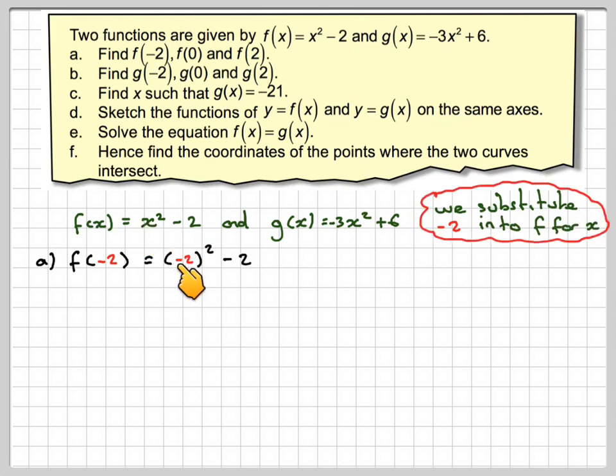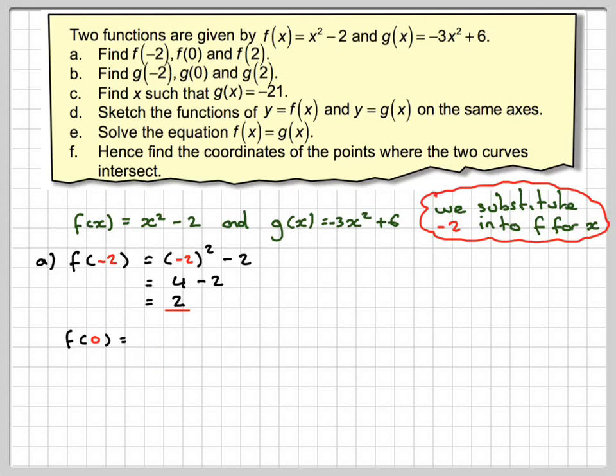So this becomes minus 2. Now, when you're substituting in negative numbers, it's a good idea to put them in brackets. So you've got minus 2 all squared minus 2. And then the next line will be 4 take away 2, which is 2. Now, a common mistake here is to say that minus 2 squared is minus 4. So just think about it. Put it in brackets, it's minus 2 all squared, so it becomes 4 minus 2.